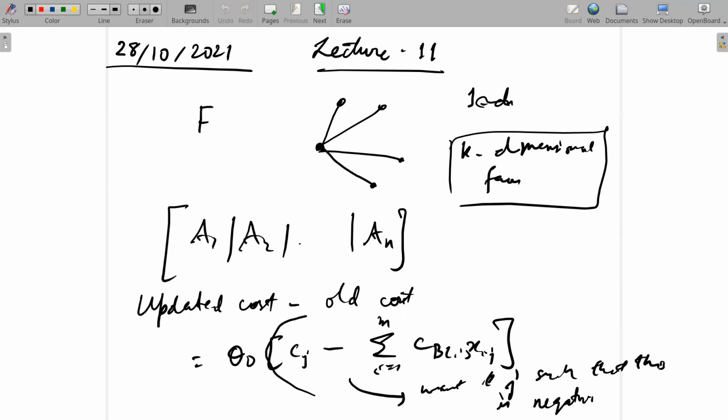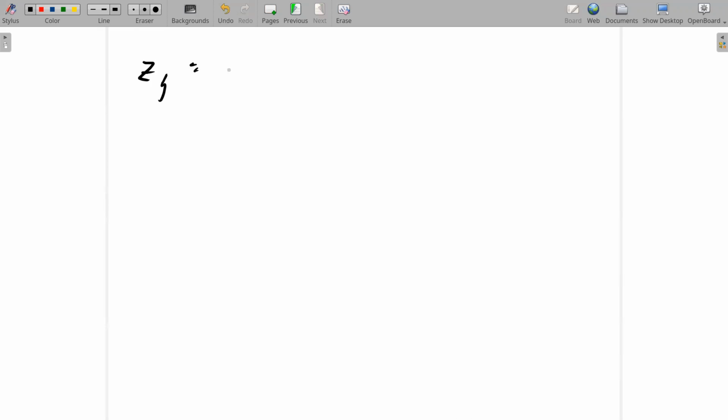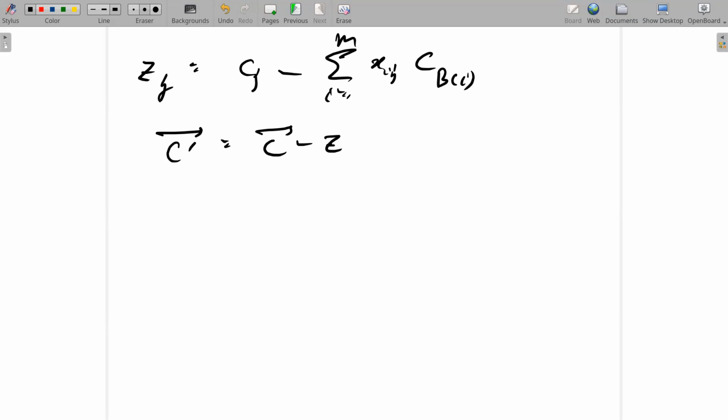And the vector Z, so this was the deficit that we had. This is the quantity that we had introduced, defined to be Zj. So Zj was defined to be Cj minus summation i equals 1 to m of Xij C_Bi. Okay, and this is what we want to be negative, and we have defined this notion of modified cost, which is a difference. So the modified cost, C prime, was defined to be C minus Z.